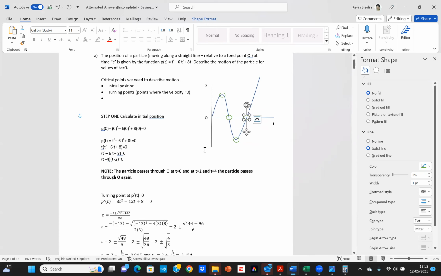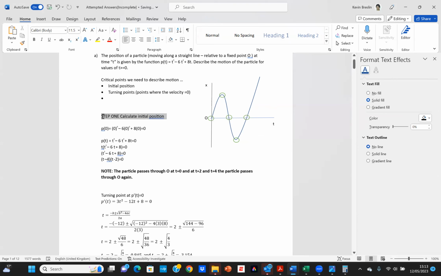So each of them corresponds, but the first thing that I'm starting off with is probably the most obvious, and this is what happens at t equals 0. Calculate the initial position at t equals 0. We get p naught equals 0 cubed minus 6 times 0 squared plus 8 times 0. So this is just the formula for a particle moving along a straight line. So effectively, while it is moving on a straight line, this is its initial position, t equals naught.